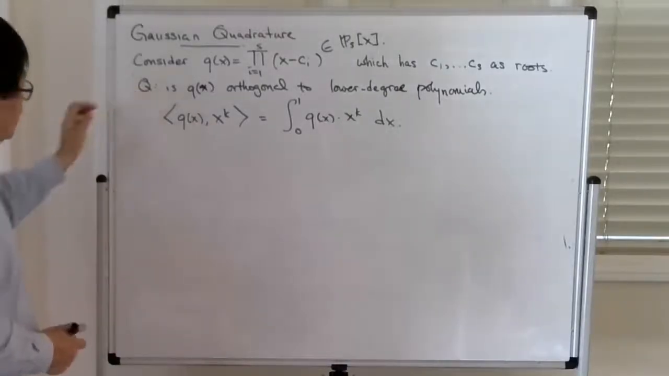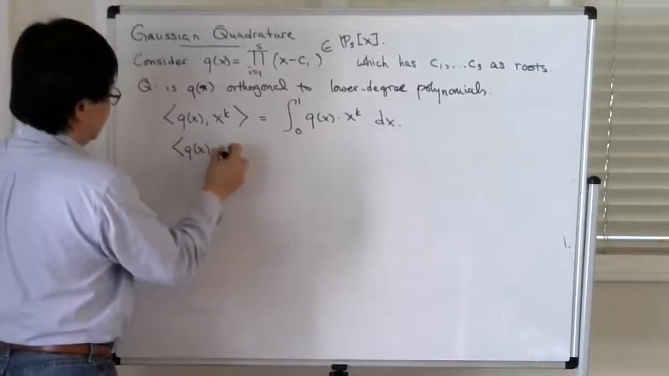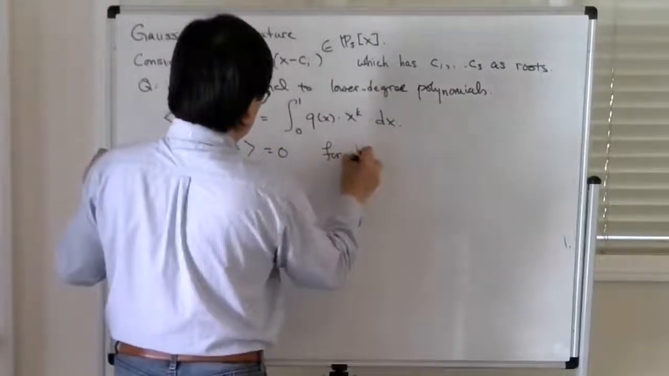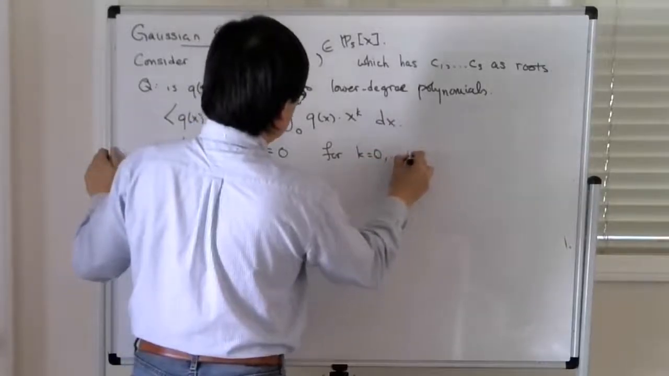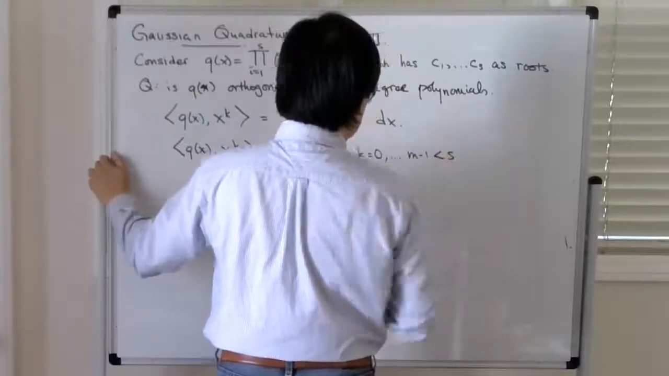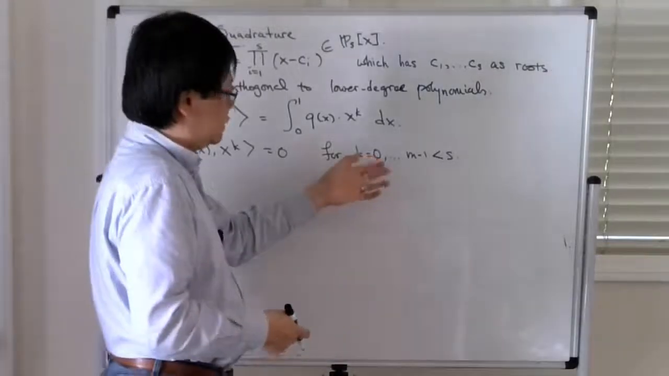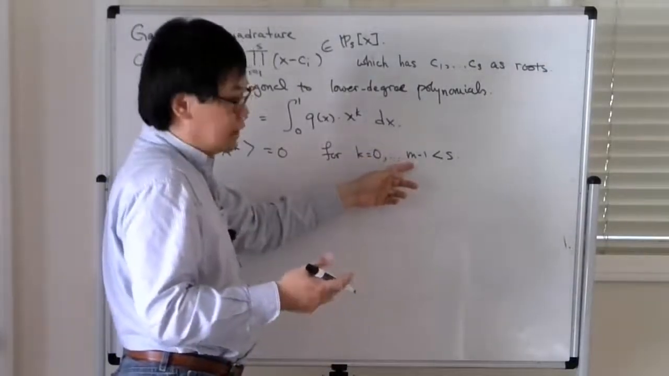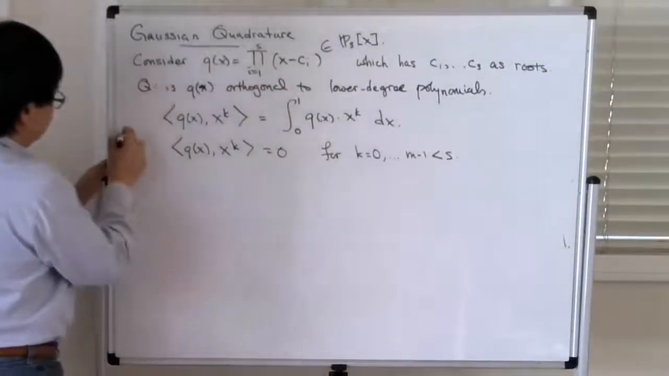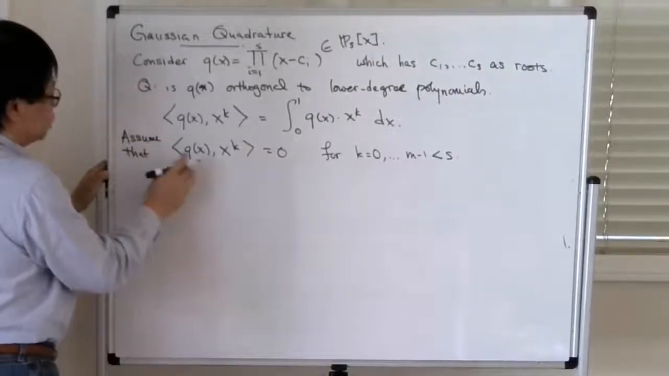And so for it to be orthogonal, you basically want that the inner product of q of x with x to the k is equal to 0, for k equals 0 all the way up to some m minus 1, which is less than s. Okay? All right, and of course it's possible that it's orthogonal to nothing at all, in which case m would be 0.